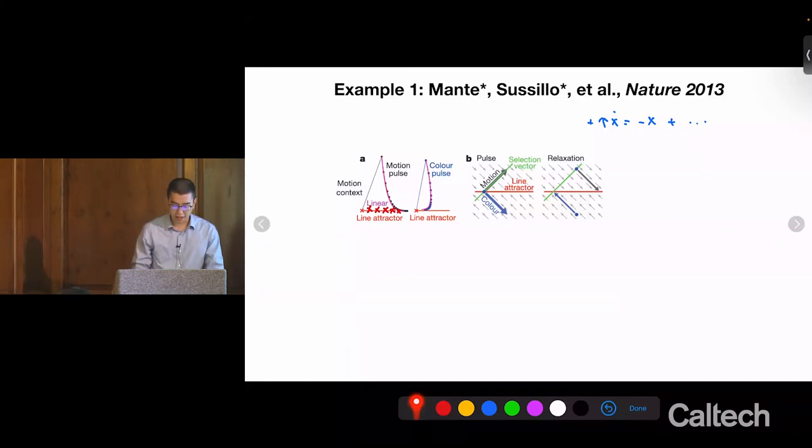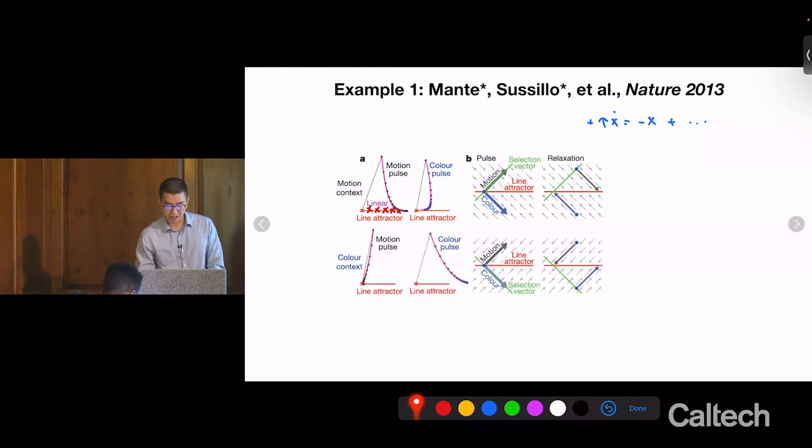Yeah. Let me know if I'm answering the question correctly. The question is, could I explain again how, based off of the context, it integrates one and not the other? To explain that mechanism again? Yeah, so in the motion context, let me put up the color context too. The way that we should think of these is the motion context and the color context instantiate different dynamics. And so in this illustration in the motion context, for the line attractor, the dynamics are pointing down into the right above it and up into the left below it. Whereas in the color context, they point down into the left above it and up into the right below it.